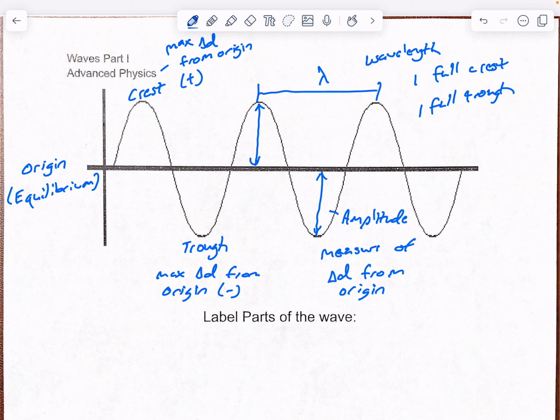So let's say I have started a wave. Let's change the color real quick. Let's say I started a wave right here. The only time it'll be a full wavelength is if it has one full crest and one full trough. So it has to go all the way up, which would be half a wavelength right there, and then it has to go all the way down and end in the same spot. That would be one full wavelength, as long as you have one full crest and one full trough.